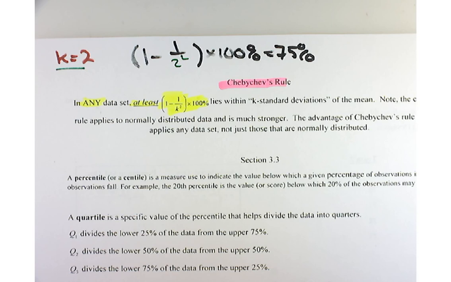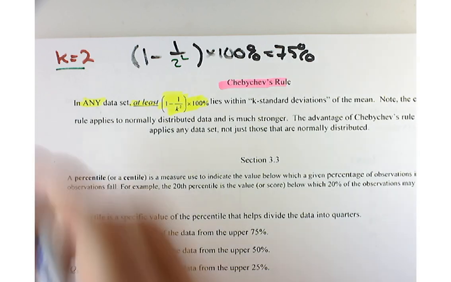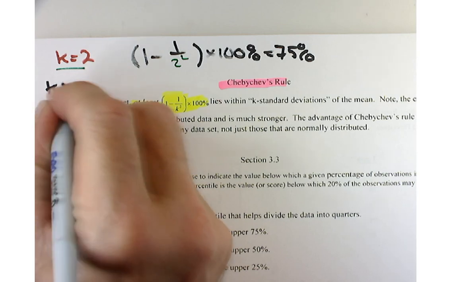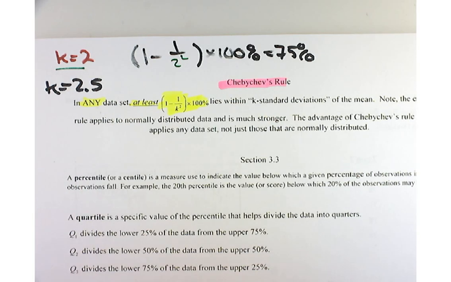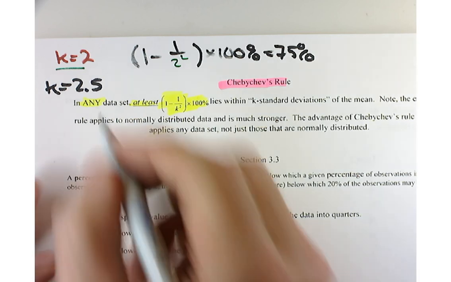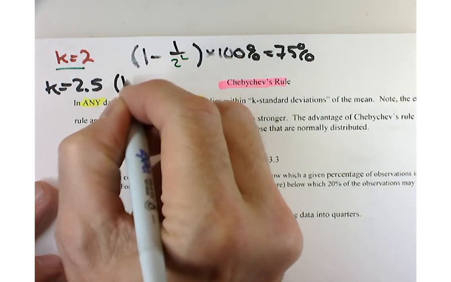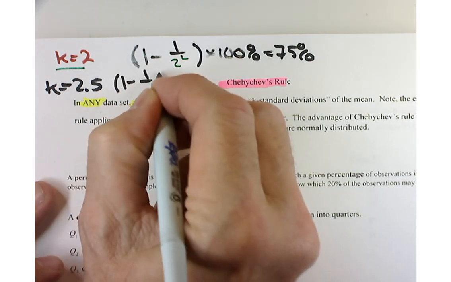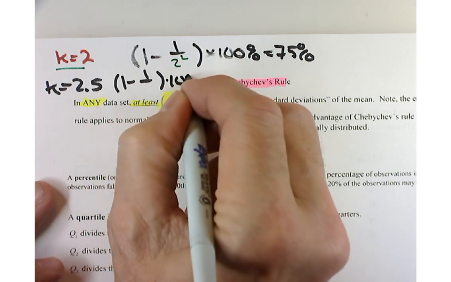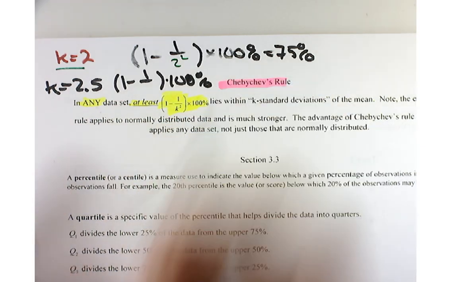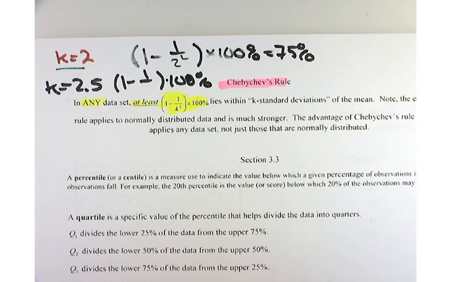Let's try that with another value. Maybe something that we can't do in our heads. Let's do k equal 2.5. Let's see what happens here. Okay, well this one, maybe I'll do this one on a calculator. So I don't feel like doing this one in my head. 1 minus 1 over 2.5 squared times 100%. Let's put in that 2.5 squared.